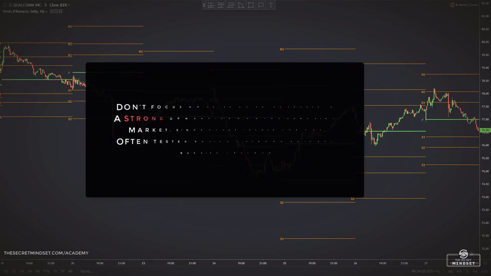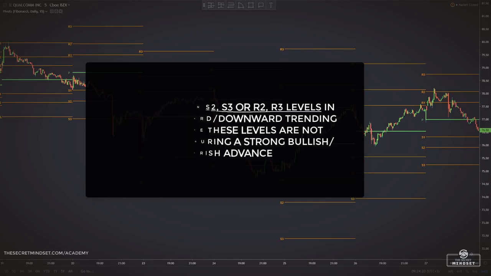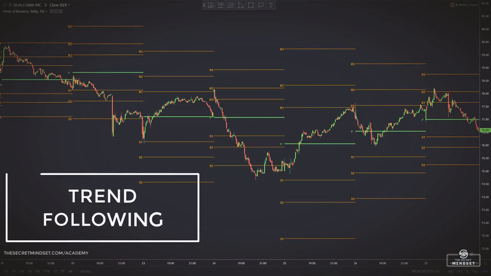Also, don't focus on S2, S3 or R2 and R3 levels in a strong upward or downward trending market, since these levels are not often tested during a strong bullish or bearish advance. So remember that this is a trend following strategy, not a pivot reversal strategy.